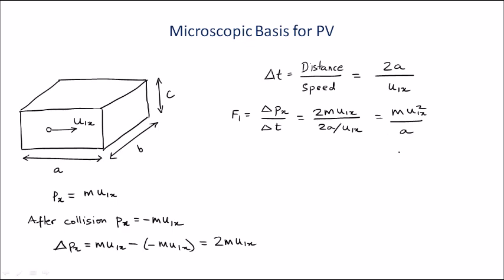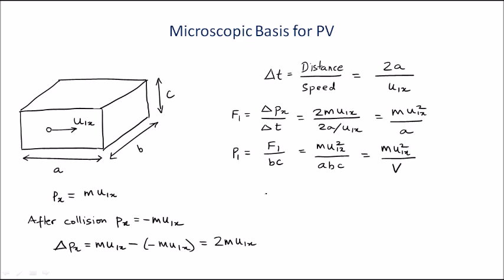The pressure on the right wall is the force divided by area, so p1 is equal to F1 divided by bc, which is equal to m u1x squared divided by abc, which is m u1x squared divided by the volume of the box.